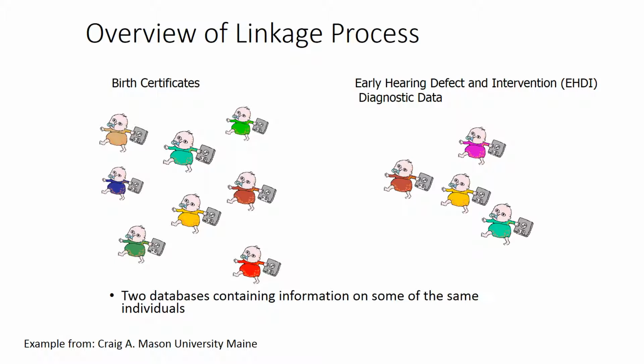I'll try to explain how linkage is done by using the following small example. Say you have two datasets, one holding the birth certificates of newly born babies, and the other one holding diagnostic data on early hearing defects and interventions. So these two databases contain information on the same set of individuals. So you have, for example, the yellow baby, the brown and the green baby, which occur in both datasets.